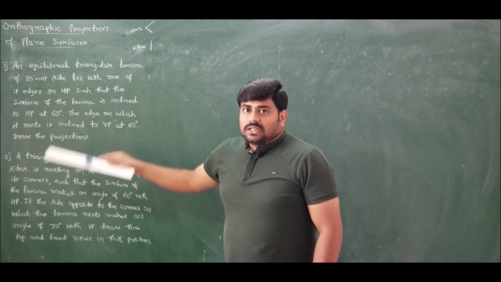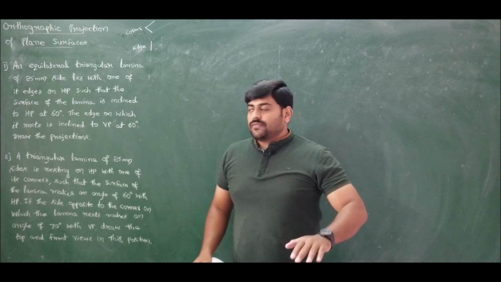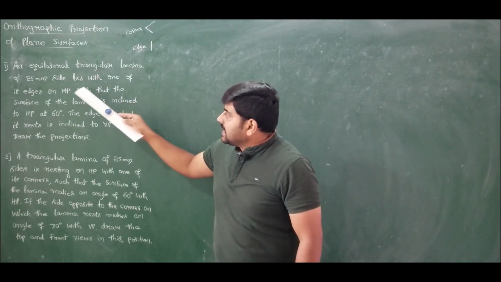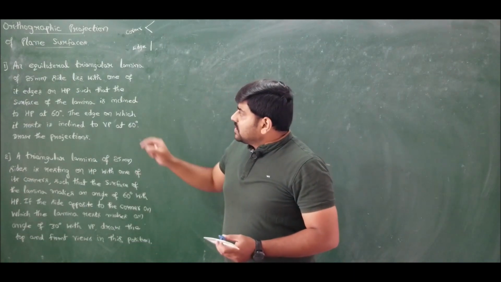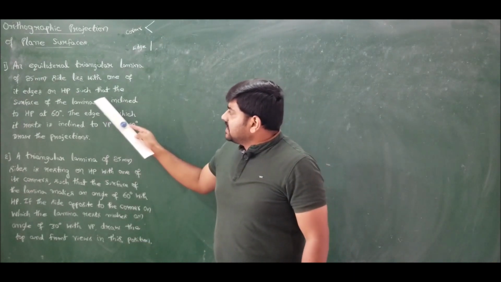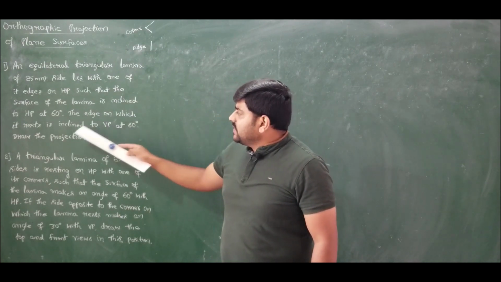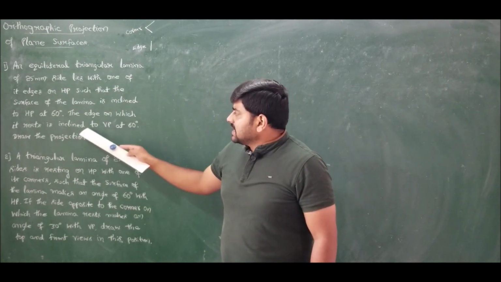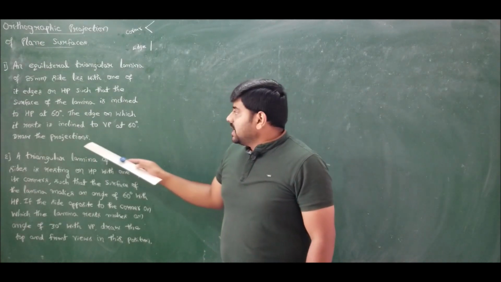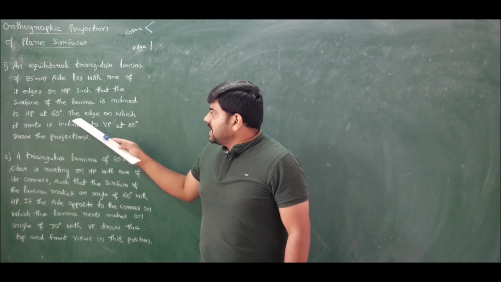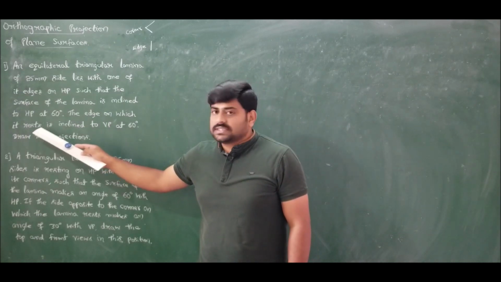In the first position I don't show inclination to any of the planes. So therefore in the first position the equilateral triangular laminae will be lying on HP. I should take it in such a way that he is giving that the surface of the laminae is inclined to HP at 60 degree. The edge on which it rests is inclined to VP at 60 degree. Draw the projection. Here I want to show the inclination of the edge on which it rests. It rests on one of its edges.